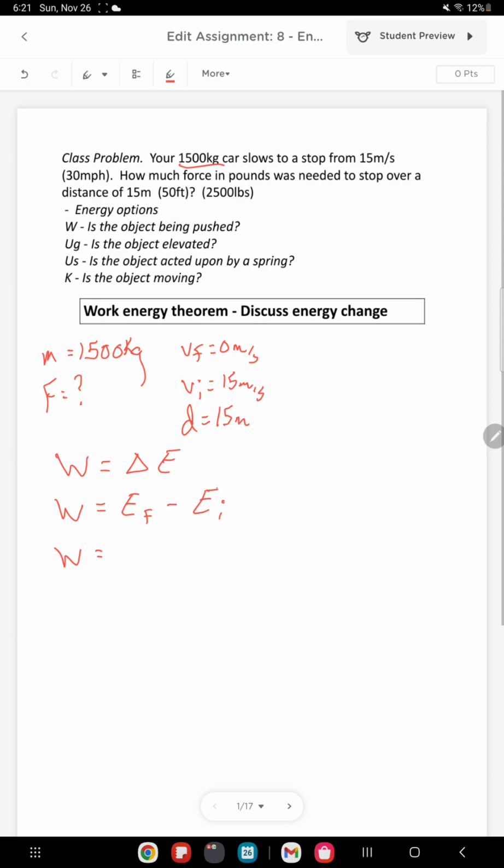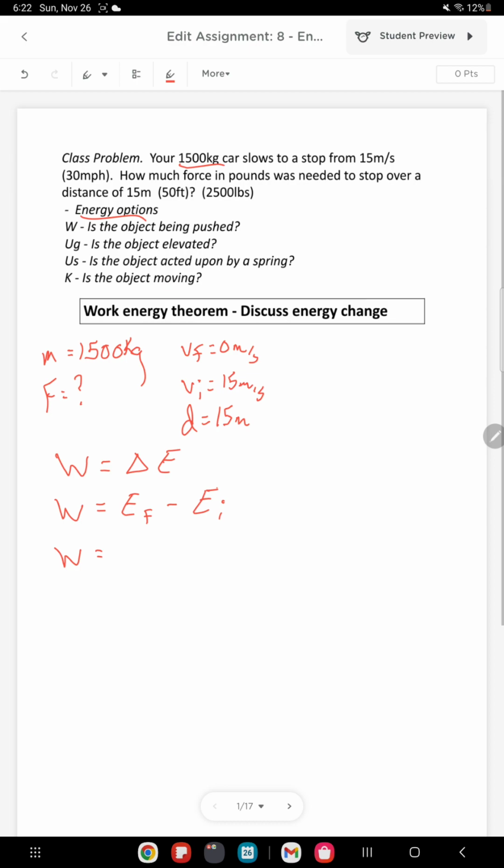The final energy. So to figure out what energy you have, we're going to come up here to the energy options, and there are multiple possibilities for energy. We're focused on 4 right now. Either the object was pushed, that's W. UG, that's gravitational potential: is the object elevated? If you say yes, then you have to have UG in the equation. Is the object acted upon by a spring? That's US. If you say yes, then you have to have spring energy. Is the object moving? Then that's kinetic energy.